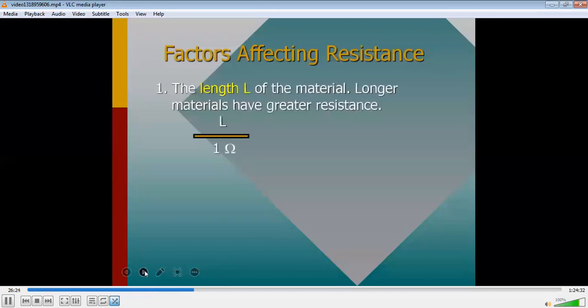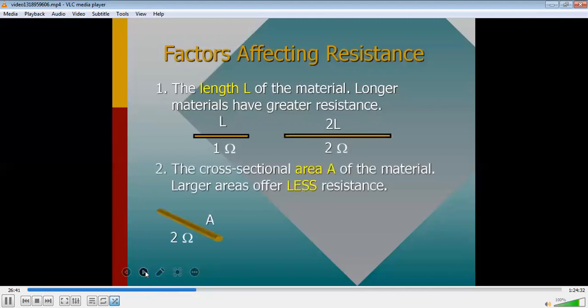Now, factors affecting the resistance. Number 1, the length L of a material: longer materials have greater resistance. You have to remember this. If the length is bigger, the resistance is also bigger; for a length with 1 ohm, twice the length gives twice the ohm. You have to remember this. Number 2, the cross-section area A of the material: larger areas offer less resistance. Suppose a cross-section area has 2 ohms resistance, then if the area is twice, the resistance will be half. These are the properties of resistance.